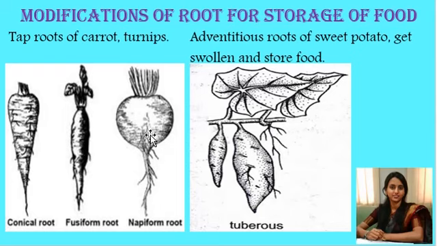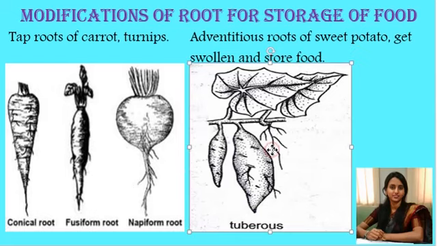Whereas in case of beetroot and turnip, the root is abruptly swollen in the middle region and suddenly becomes narrower towards the base. Hence it is known as napiform root. In turnips and beetroots also it is a taproot and it is modified for storage of food. Therefore the taproots of carrot, turnip, beetroot and radish are modified for storage of food.